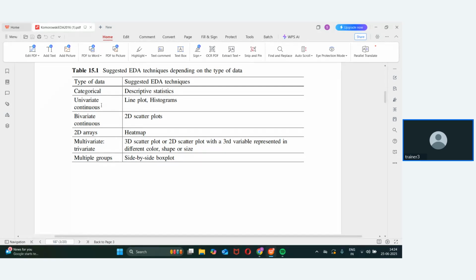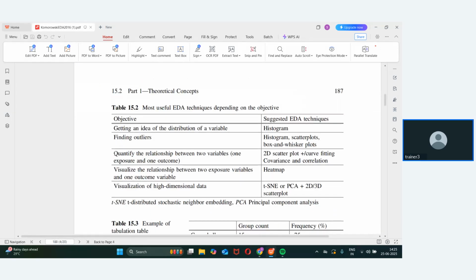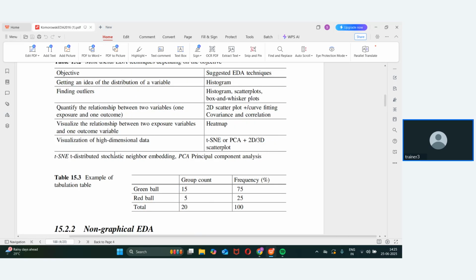So 2D scatter plot if the data is bivariate and continuous, and then for two-dimensional array data, what do we use? We use heat maps. Guys, if you all can remember, we have also looked at this while we were talking about data visualization and visual elements in data processing. When the data is multivariate or trivariate, what do we use? 3D scatter plot or 2D scatter plot. And then if the data is of multiple groups, we use box plot. So these are the different techniques that we use for different types of data.